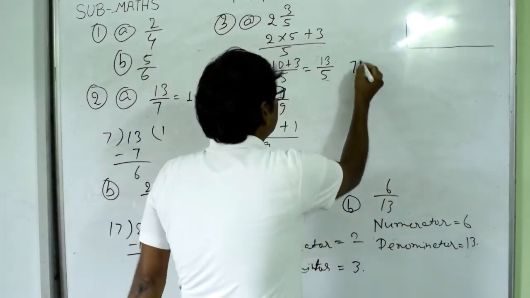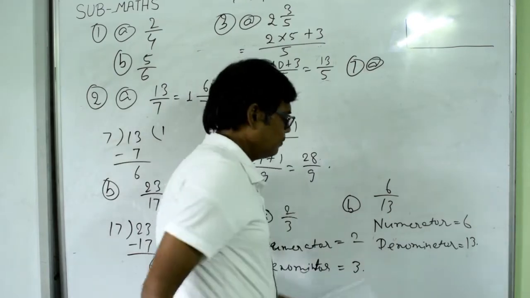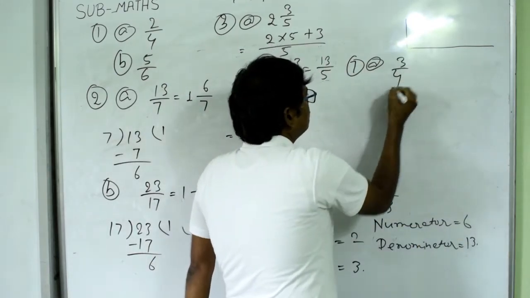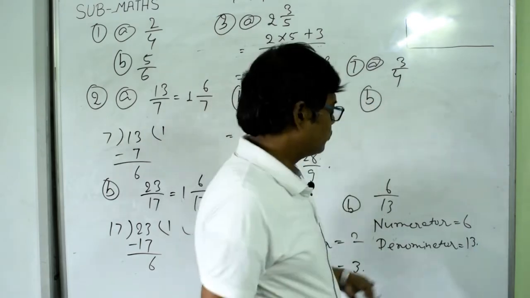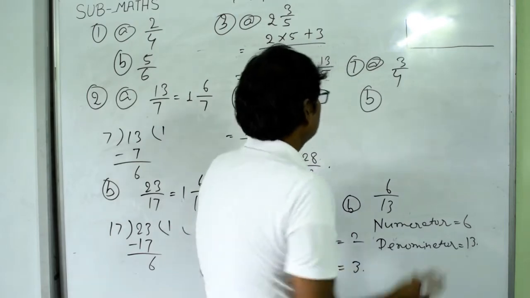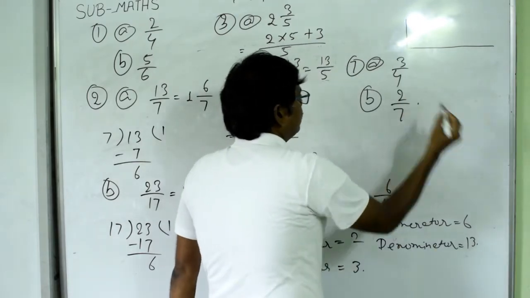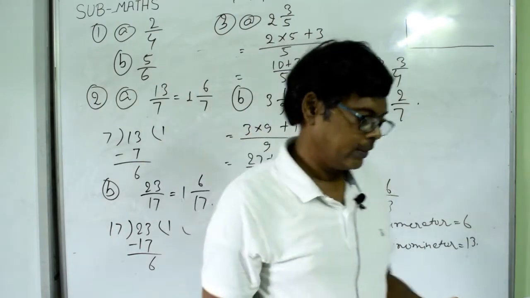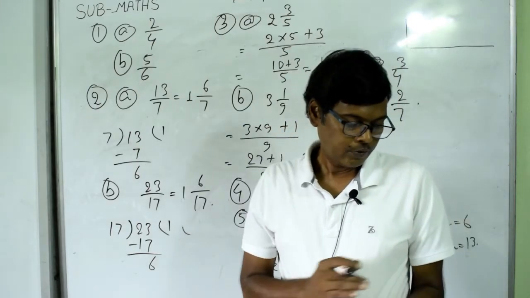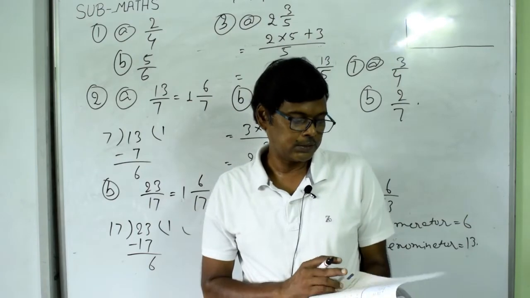So question number 7, A, take 3 marbles out of 4 marbles. So here the fraction will be 3 by 4. And in question number B, eat 2 chocolates out of 7 chocolates. So it will be 2 by 7. Okay, and you will do the remaining questions yourself. Now I will move on to the next exercise, 6.1.